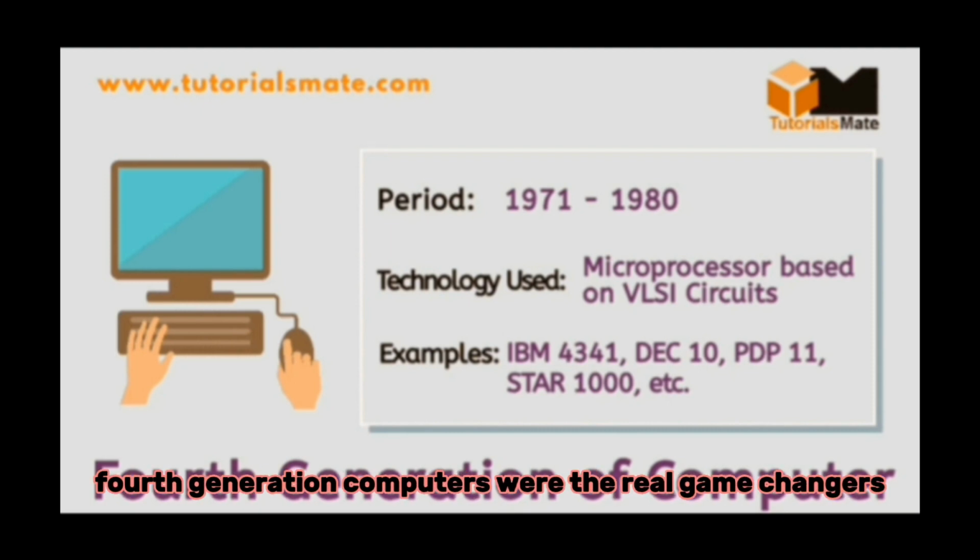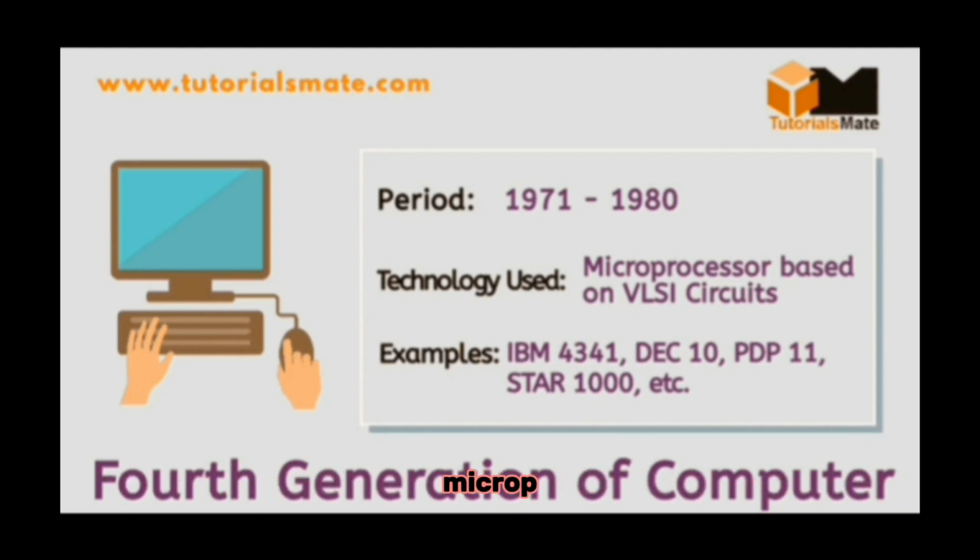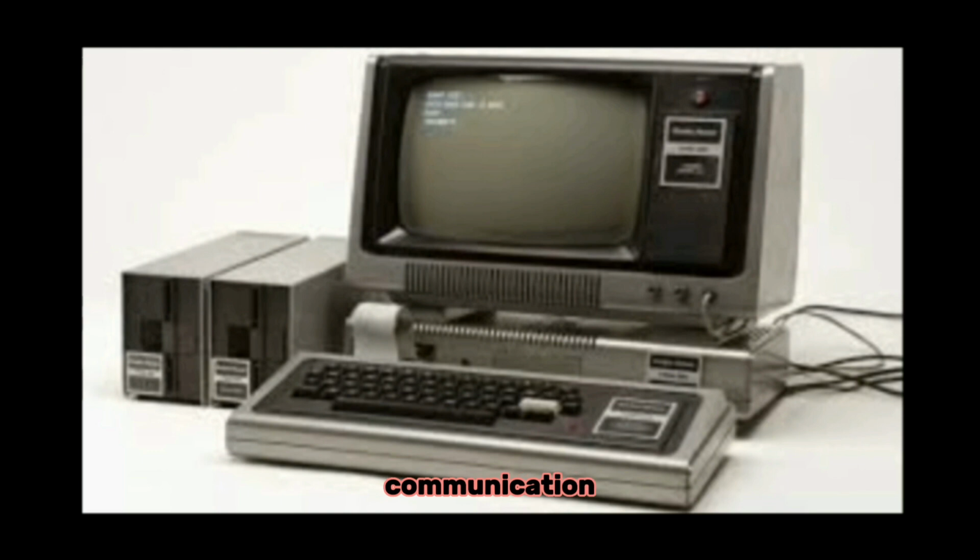Fourth-generation computers were the real game changers. Microprocessors were brought into use, and they include all circuits required to perform arithmetic, logic, and other activities for all computers. The size and cost of computers came down substantially along with large storage capacities, communication, and reliability. The fourth generation is from 1970 till present. IBM PC, Apple, etc. are the examples.